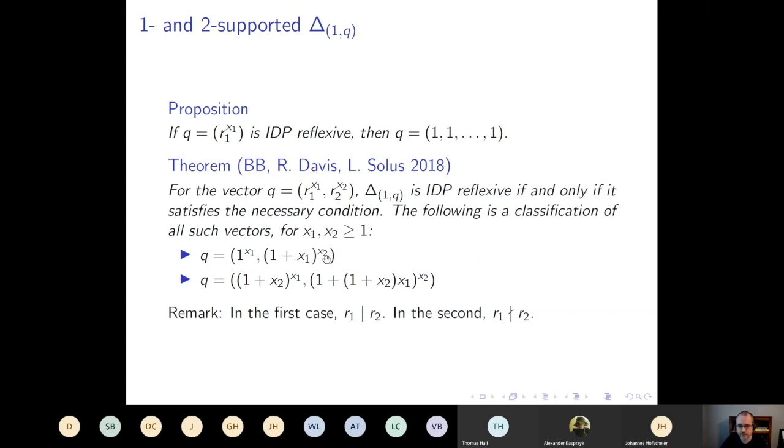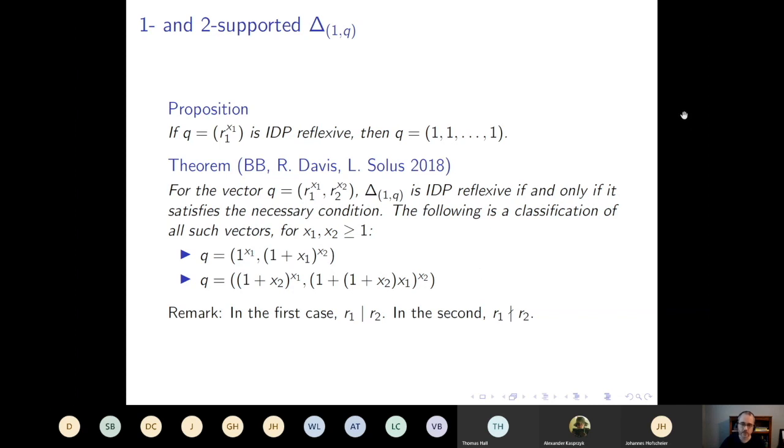And in the first case, we have that R1, the first distinct weight, divides the second distinct weight. In the second, it does not, because if you divide R2 here by R1, you have remainder 1. Okay.